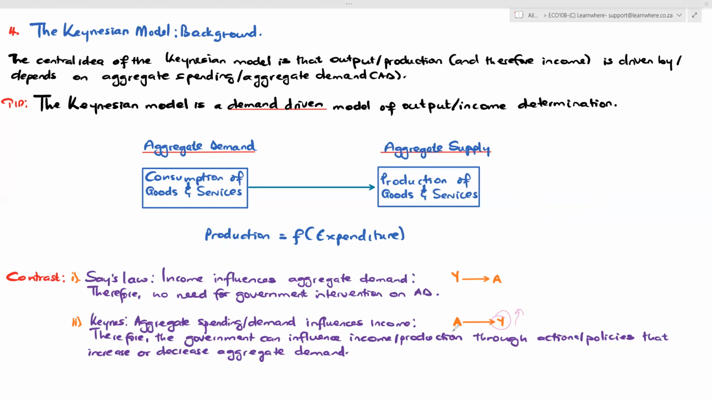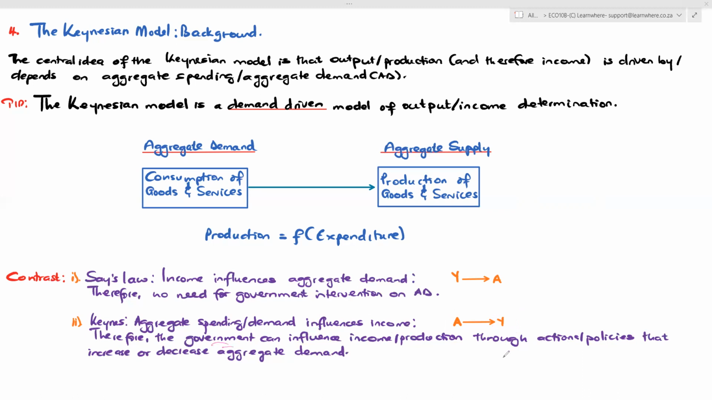So if you know that income depends on aggregate demand, and you want to increase income, what are you going to do? Just simply increase aggregate demand. You can simply intervene on aggregate demand to increase it. Once aggregate demand increases, because income depends on aggregate demand, income is also going to increase. So the Keynesian model, or Keynesian economics, really laid the foundation for government intervention, that is fiscal policy.